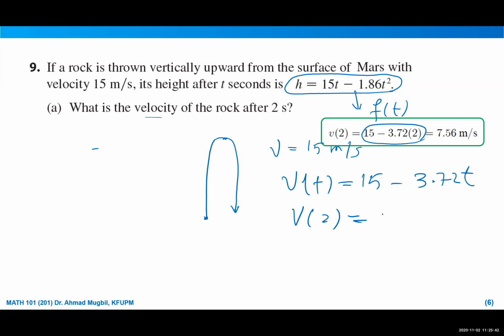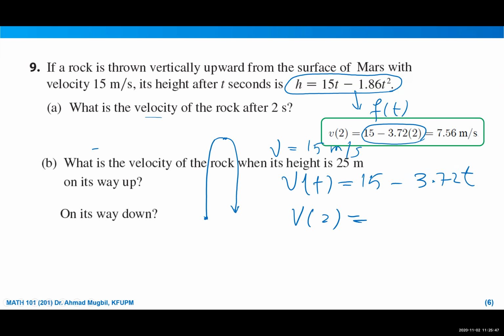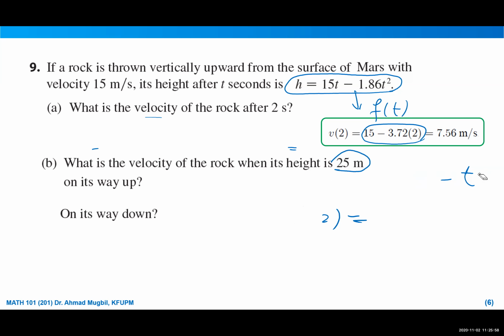Just put t equals 2. This will give you the velocity of the rock. B, what was part B? In part B, what is the velocity of the rock when its height is 25 meters? So when h is 25, what will be the velocity?